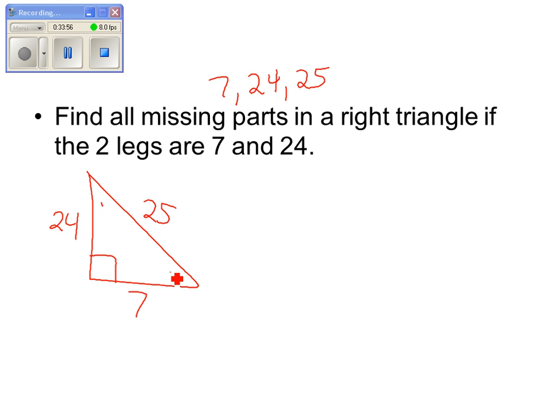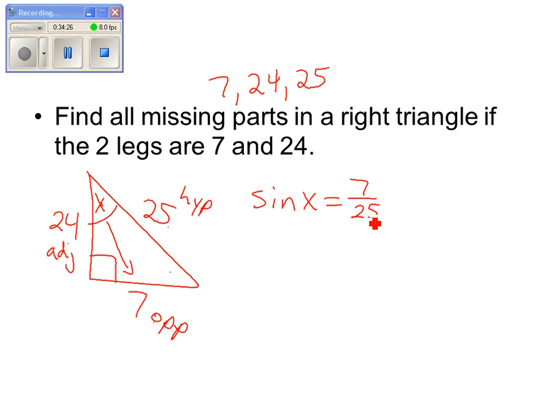So let's say we find this angle first. Well, this is the opposite leg. This is the hypotenuse. This is the adjacent leg. And you pick whichever one you want. It doesn't matter which trig ratio you use as long as you match up the sides right. I'm going to use sine just because that's the first one. So we do the sine of our angle x equals, sine is opposite over hypotenuse. So 7 over 25. Take your calculator and hit second, sine, 7 divided by 25. And it tells us that x is about 16 degrees.